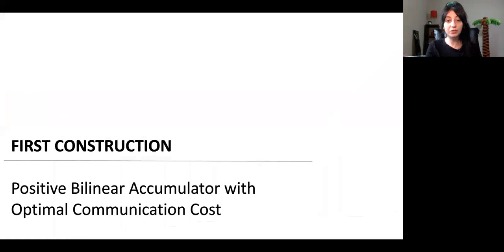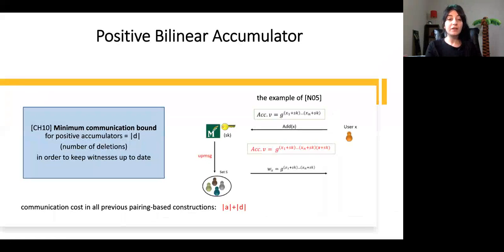Let's move to our first construction. This is the positive accumulator where you can prove membership. There is this result by Camacho et al. that says that the optimal communication bound for positive accumulators where we care about proving membership is linear to the number of deletions. And intuitively, this holds because imagine if I hold a membership witness and then an addition happens, my witness is still valid.